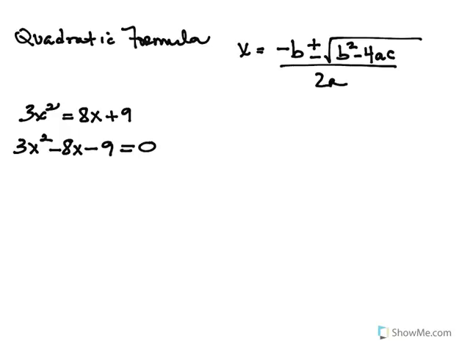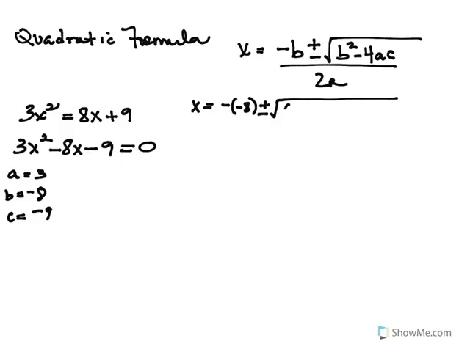Okay? So what you're going to do, you have the quadratic formula, which you should learn, and we have to identify A, B, and C so that we can plug it into the formula. So my A is 3, my B is -8, and my C is -9. So I'm going to substitute those values into the formula. Okay, so it's just a direct substitution into the A, into the B, into the C, okay? And so then we just simplify.